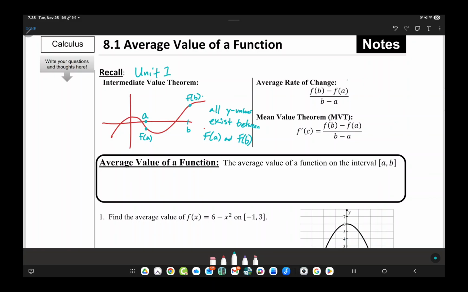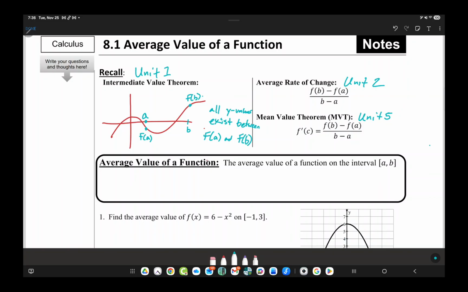And then over in unit 2, we start introducing derivatives, where we had the average rate of change, which is basically your slope function. And then on to unit 5, we talked about the mean value theorem that says there is a value on the derivative such that the instantaneous rate of change is equal to the average rate of change. Now, the reason why we bring all this up is because these often do get confused with average value of a function.